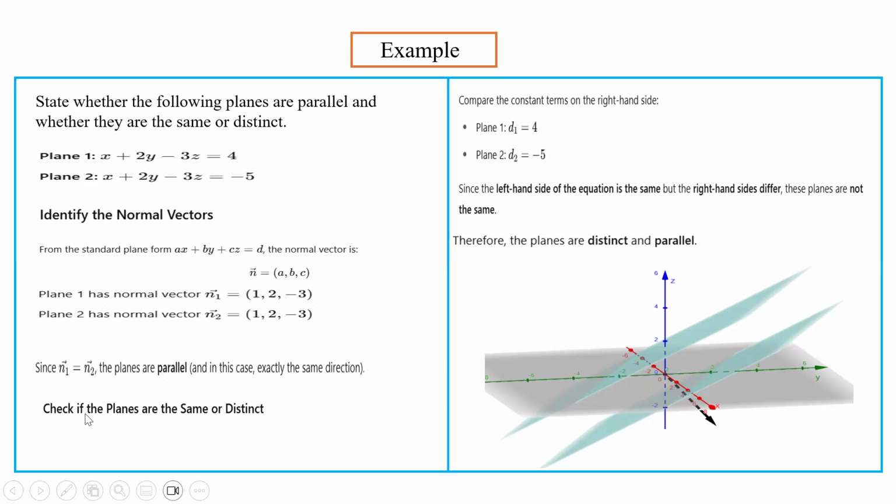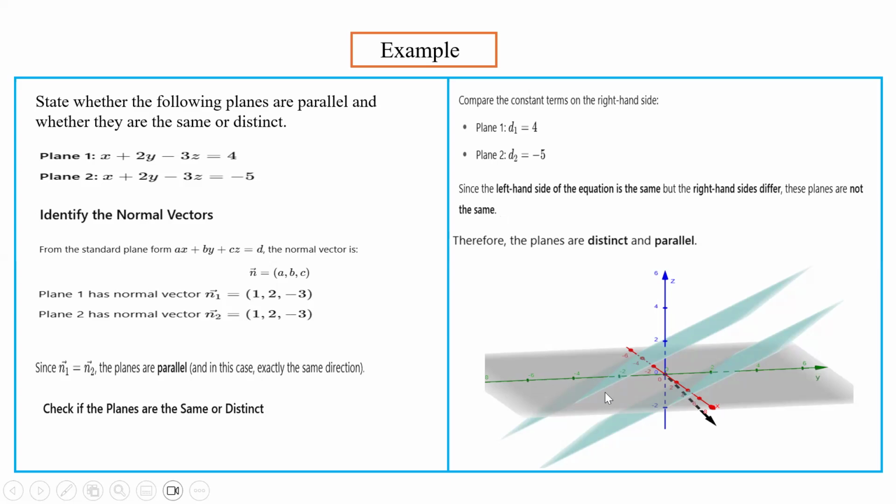So we have to figure out if the planes are the same or distinct. Plane 1 has a D value of 4, while plane 2 has a value of -5. Since the normal vectors are the same but the D values are different, we say these planes are not the same. Therefore, that's why we have the term distinct. These planes are distinct because they have differing D values, but they're parallel because the normal vector is the same.